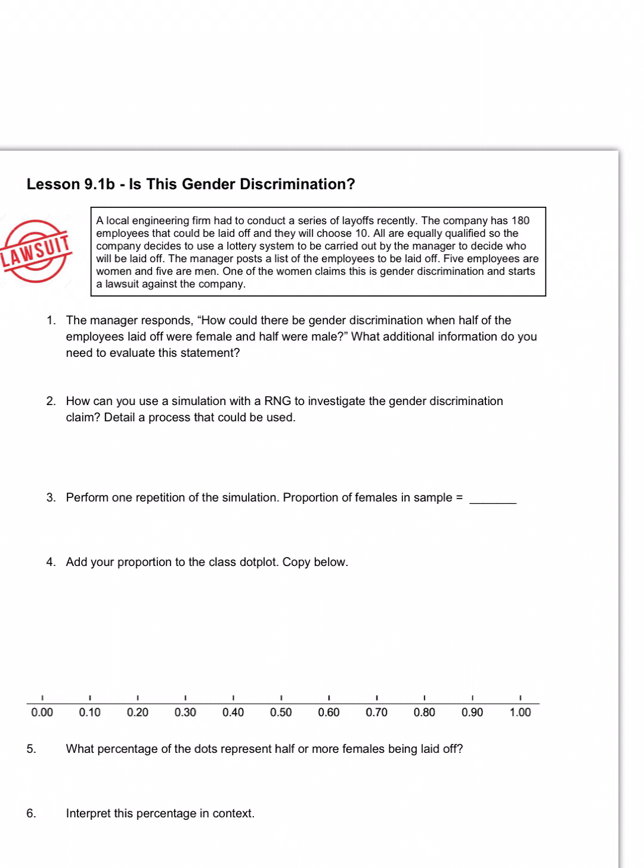Well, the manager posts a list of the employees. 5 of them are women, 5 are men. One of the women claims that this is gender discrimination and starts a lawsuit against the company. Well, the manager says, how can there be gender discrimination when half the employees were male, half were female? What other information do we need to understand her claim?